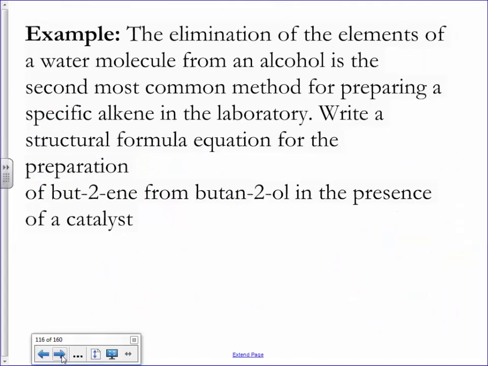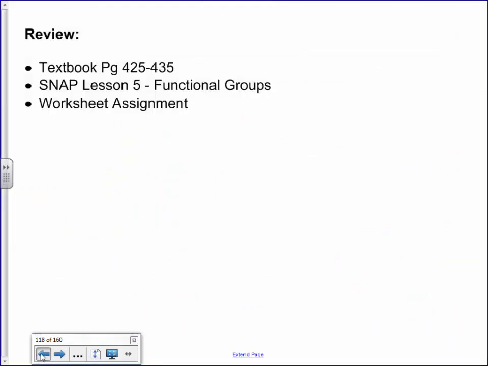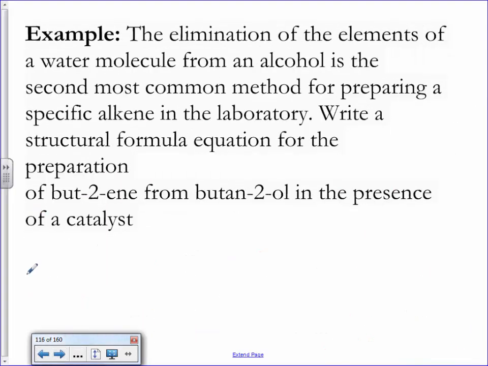Okay, what else do I have? Oh, we're almost done. Okay, let's do one last slide here. And we'll take a break. Okay, so the elimination of elements of a water molecule from an alcohol. Let's get to what matters here. Write the structural formula equation for the preparation of but-2-ene from butene-2-ol in the presence of a catalyst.